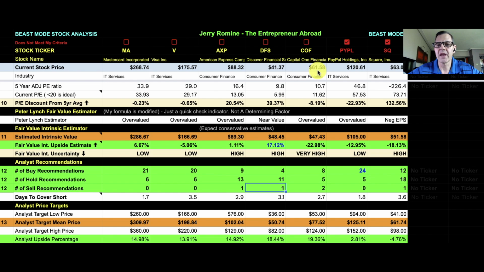Capital One Financial at $61 with a mean price of $77. PayPal at $120 with a mean price of $125. And Square at $63 with a mean price of $61.74.